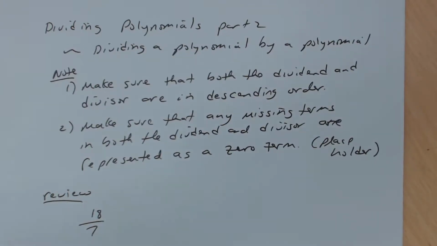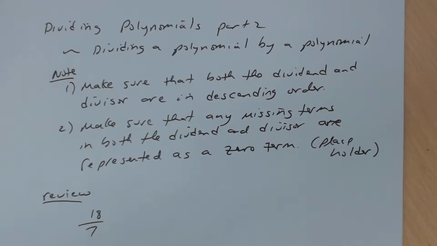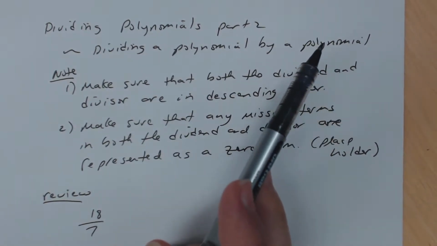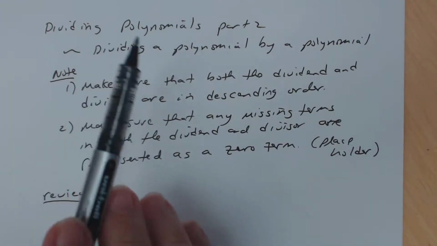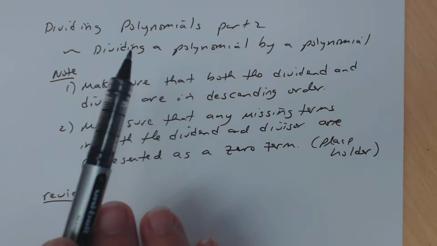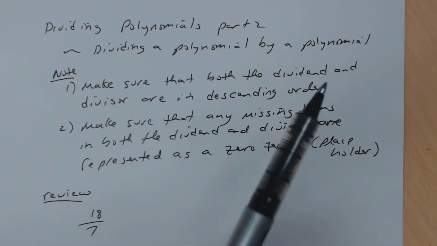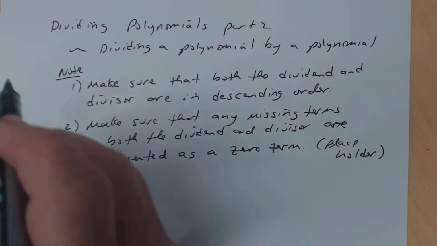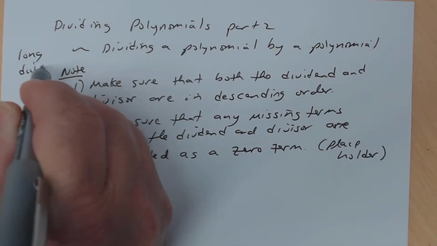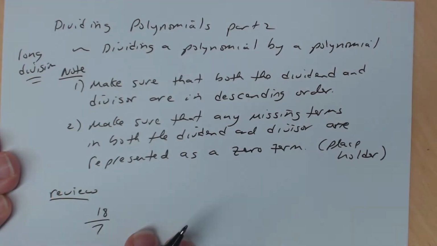Okay, so now this is going to be part two of dividing polynomials. Now in part one, if you recall, we were dividing a polynomial by a monomial, and that's where we separate into different fractions. Now in this case, we're dividing a polynomial by a polynomial. In this case, we are going to have to use long division. Okay, long division.